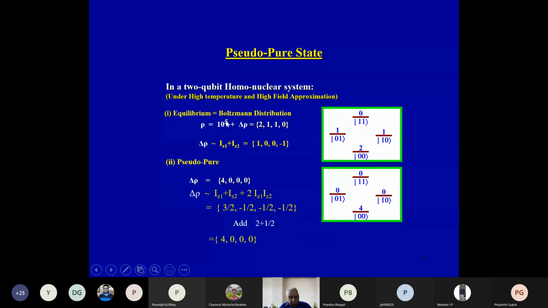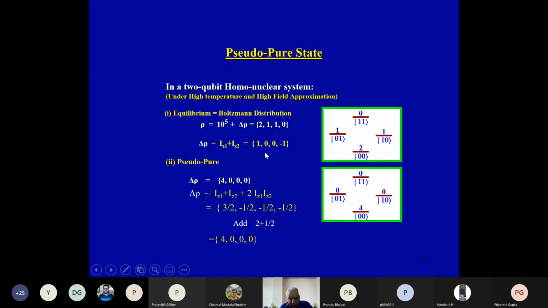And so, for example, if you have a 2-qubit system, I will skip this algebra. I'll just show you. The equilibrium density matrix has these population numbers: 2, 1, 1, 0, plus 1 million, plus 1 million, plus 1 million, plus 1 million. Okay, I take away the 1 million this side, or it's 10 to the power 5 here, or 10 to the power 6, doesn't matter.